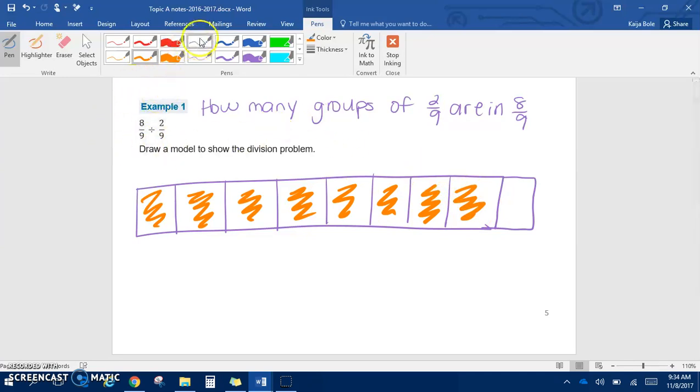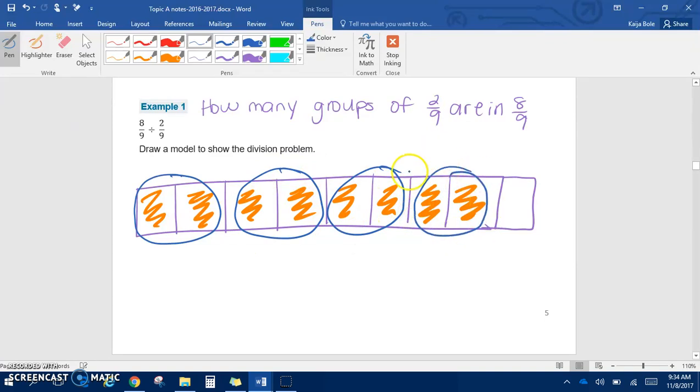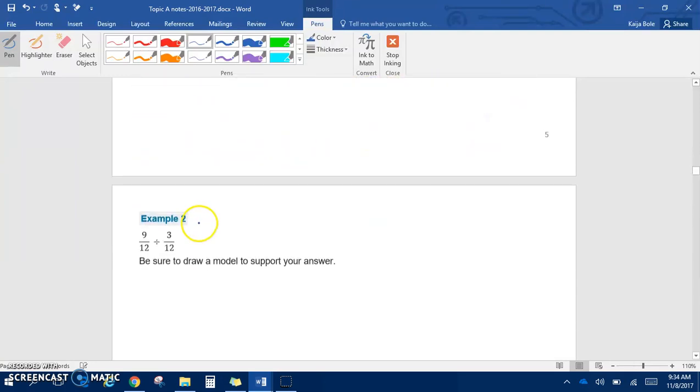So now we are trying to circle groups of 2/9. We're still in ninths here, so we're circling groups of 2. So here's a group of 2. Here's a group of 2, here's 1, and here's 1. So groups of 2/9, again, we're only looking at the shaded boxes. Because this last box isn't shaded, it doesn't matter that it's not circled. So our answer here would be just 4 because there were 4 groups of 2 that we circled.